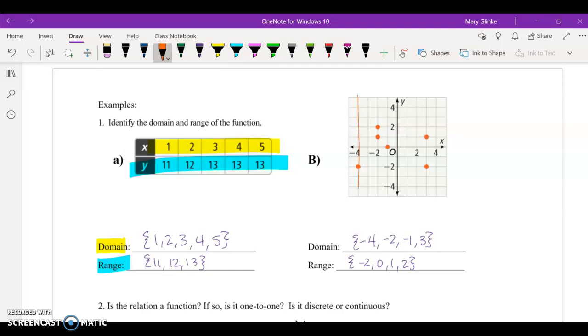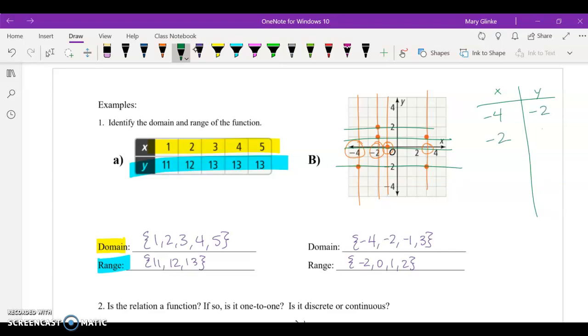For B, your domain is your x values. So if it helps, your x values are going to be wherever your points are. So -4, -2, -1, and 3. And your range is your y values. So you can look at -2, 0, 1, and 2. Now, if you didn't like that, honestly, there's nothing wrong with writing out your points: (-4, -2), (-2, 1), (-1, 0), (3, 1), and (3, -2), and just doing your domain and range from there. You'll get the same exact answer.